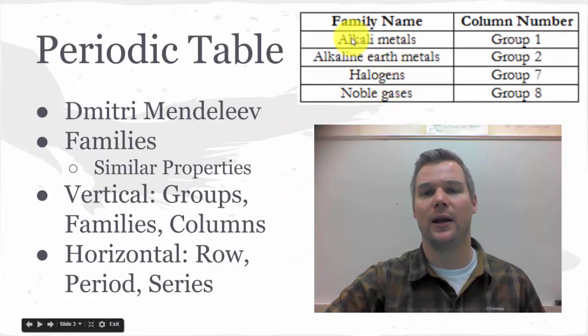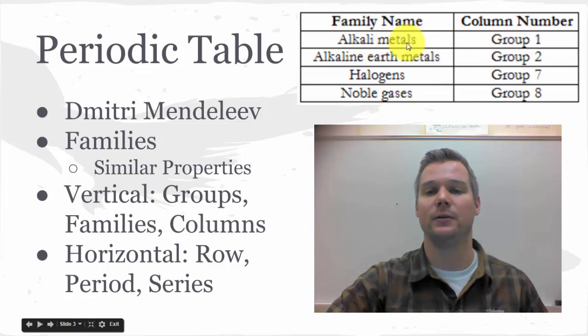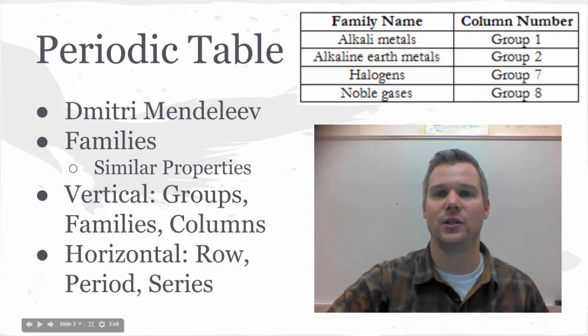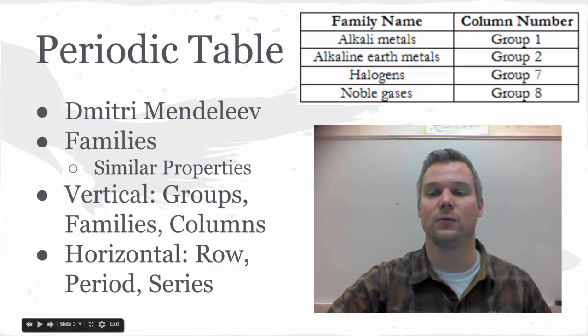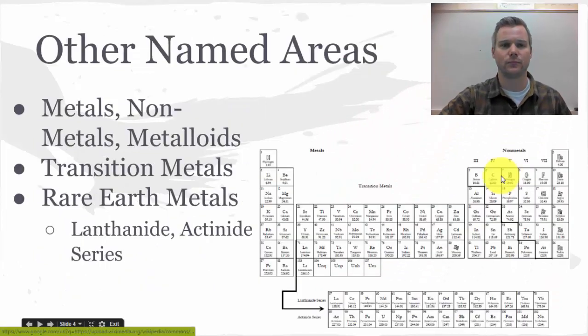So we have a couple names that we need to know. You need to know that a family called group 1, so the first vertical arrangement, is the alkali metals. Then we have the alkaline earth metals, that's group 2, again vertical. All the way over on the other side of the table, group 7, VII, would be the halogens. And finally the noble gases, which would be group 8.